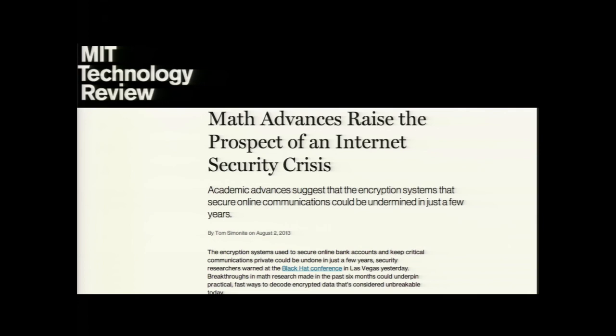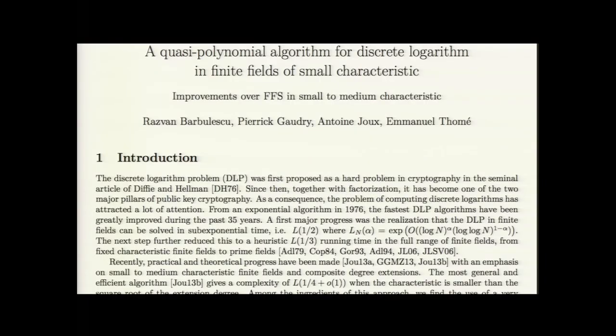So what is the cryptopocalypse? Well, if you look at this headline, this is the big picture that you should have. Math advances raise the prospect of an internet security crisis. Oh my God. Academic advances suggest that the encryption systems that secure online communications could be undermined in just a few years. This is an article written about a talk at Black Hat about the cryptopocalypse. It is sort of summarized in this article: a quasi-polynomial algorithm for discrete logarithm in finite fields of small characteristic, which, if you are not an academic, is perhaps a little bit more confusing. But essentially, this is a big breakthrough in the discrete log problem for small characteristic fields.